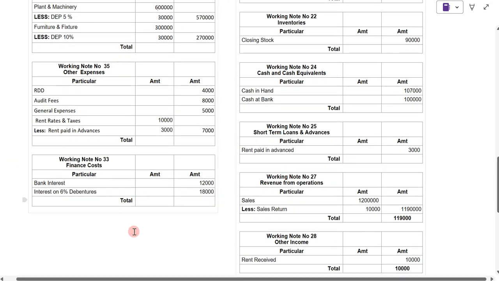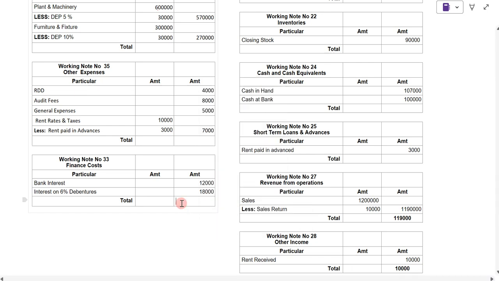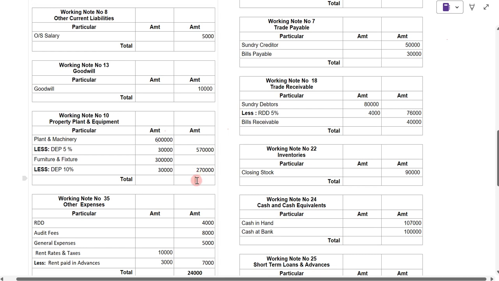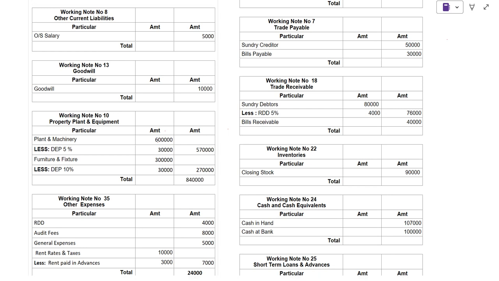Then note number 33, 12,000 plus 18,000, 30,000. Other expenses total 24,000. Then note number 10, 84,000. Sorry, 8 lakhs 40,000.